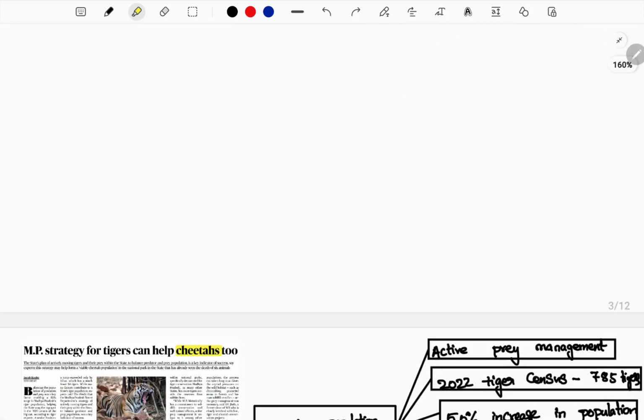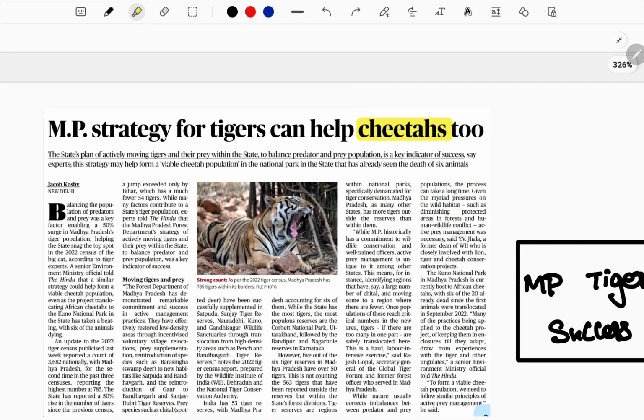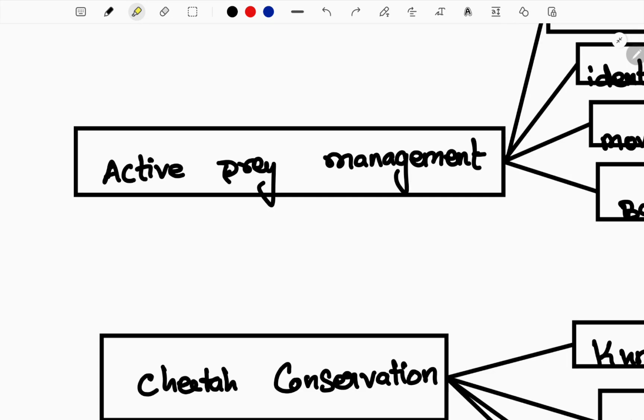Next, the other article we're going to discuss is: Madhya Pradesh strategy for tigers can help cheetahs. What is this Madhya Pradesh strategy? You'll understand it as active prey management.